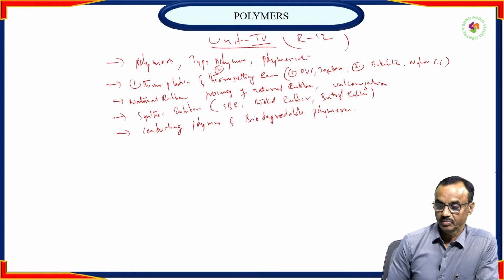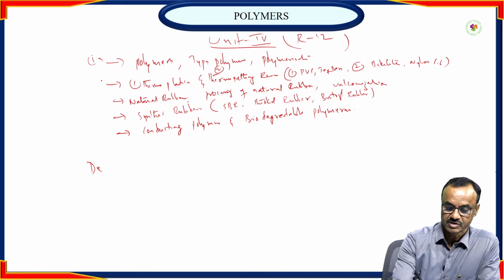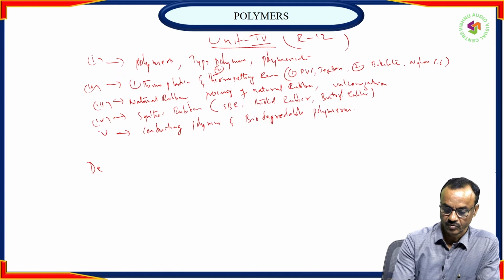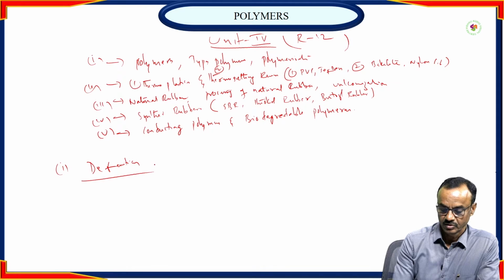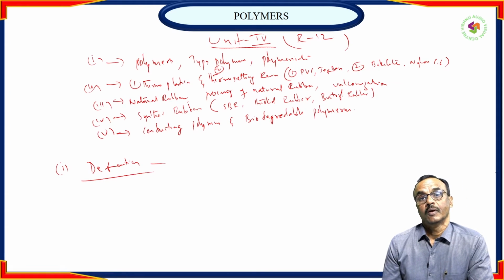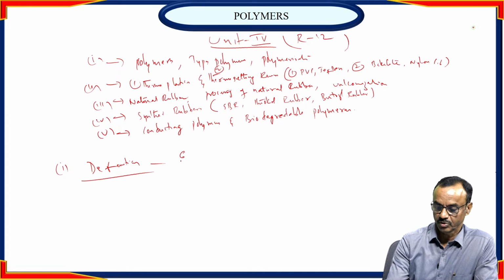So first topic, polymers: definition. There are 5 topics. First topic, definition of polymer. You can define in your own words what a polymer is. Take a simple example, polythene.